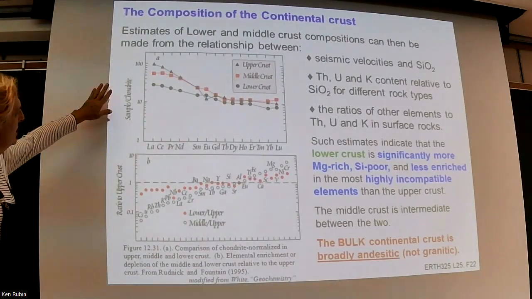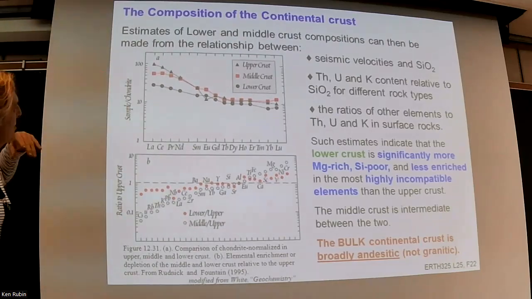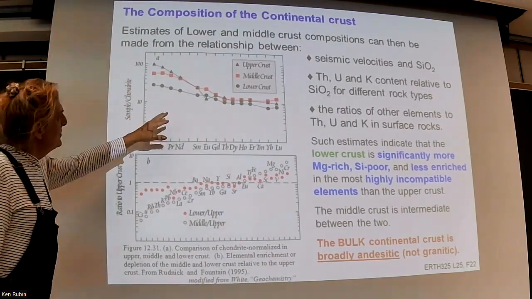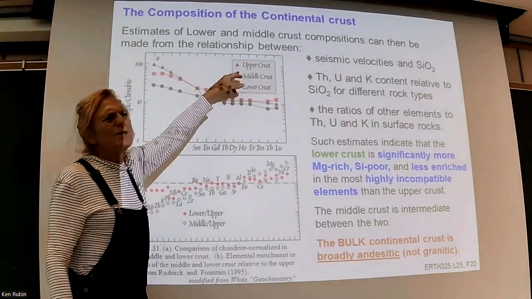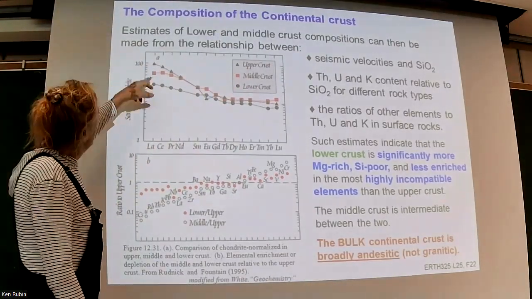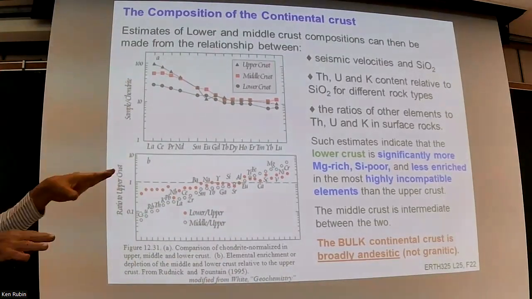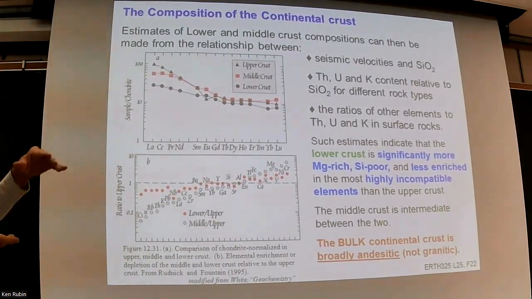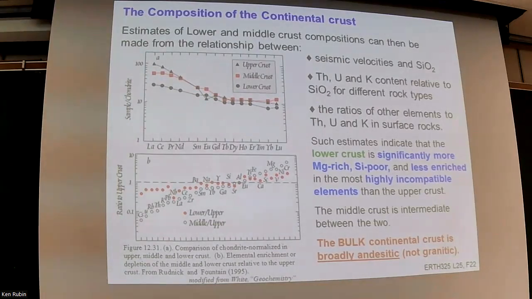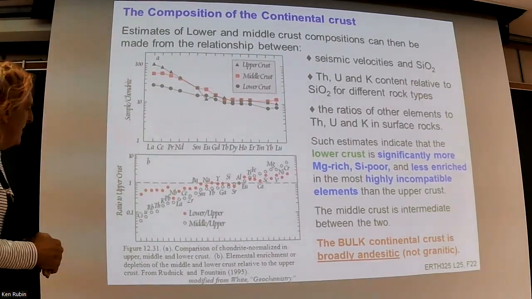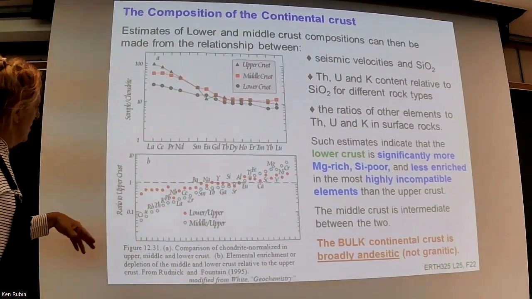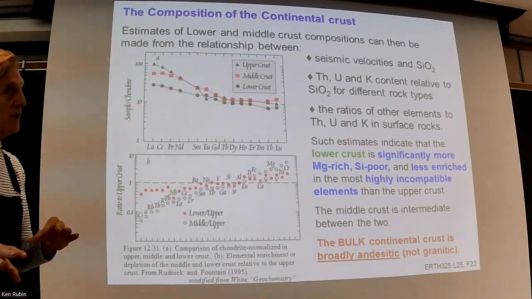So again, this is normalized concentration to chondrites, and it gives you an estimate for the upper crust, which is kind of like what we've already been looking at, the middle crust and the lower crust, just by taking that relationship I just showed you, as well as the thorium, uranium, and potassium relationship, and how all the rare earths vary relative to that. This is another comparison where we're basically looking at the ratio.